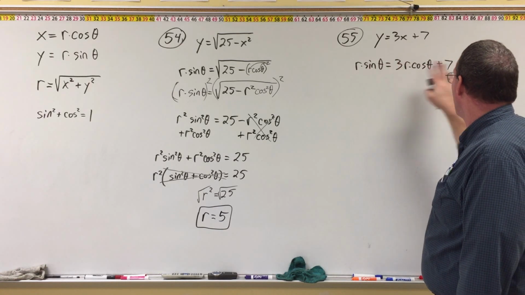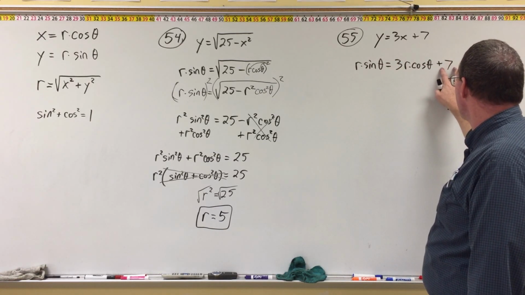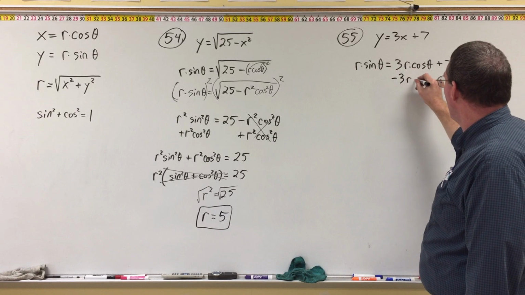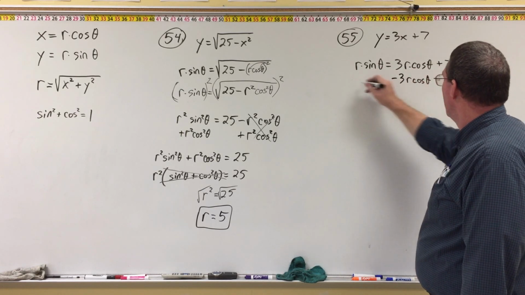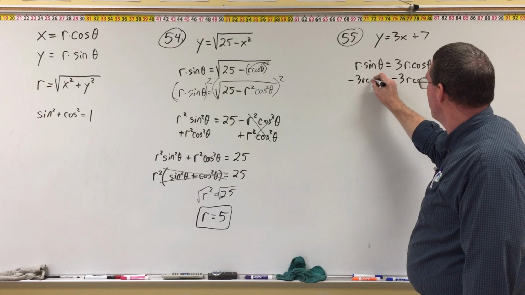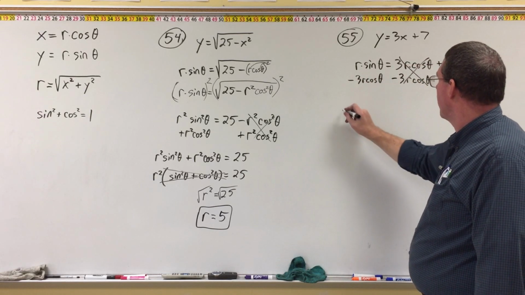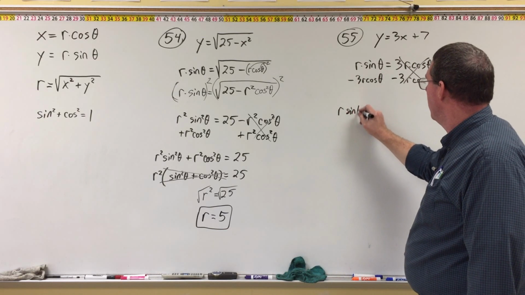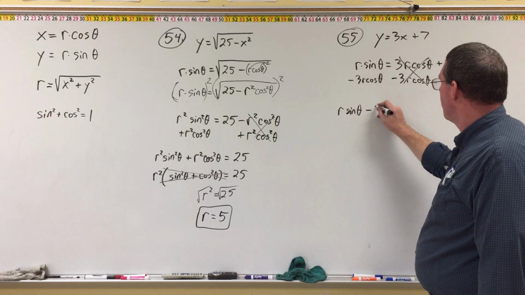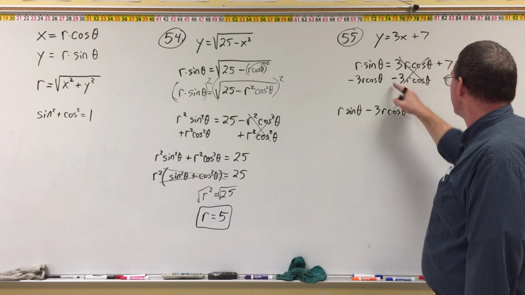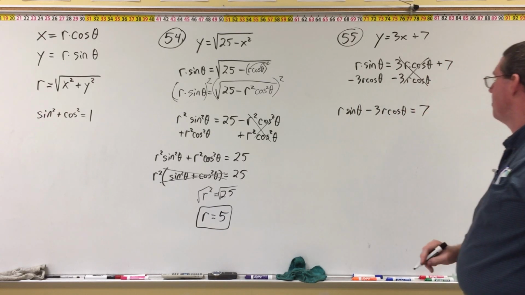Okay, good. Now, move all the terms that have an r in them over to the left. Anything that doesn't have an r goes to the right. The 7 is already on the right. Let's move this over to the left. We're going to subtract 3r cosine theta on both sides. On the right, we're going to cancel it. And over here, we're going to have r sine of theta minus 3r cosine theta is equal to, all that's left over here on the right is 7.